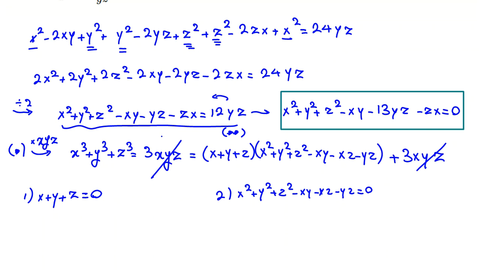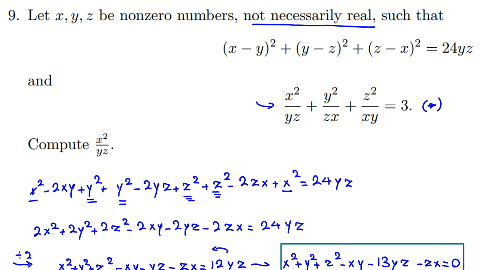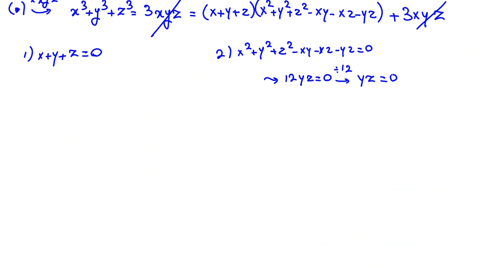In the second case, the left hand side will be 0. So we can conclude 12yz is also 0 on the right hand side. If you divide by 12, yz equals 0. Okay, and if yz equals 0, pay attention to the thing we want to compute: we want to calculate x squared over yz, and the denominator will be 0. So here we reached a contradiction. Now, the next part, x plus y plus z equals 0.